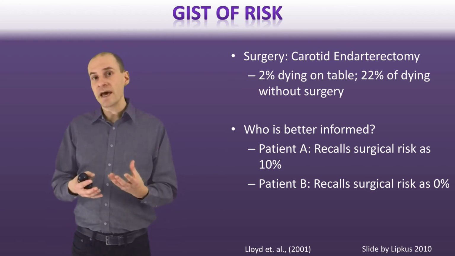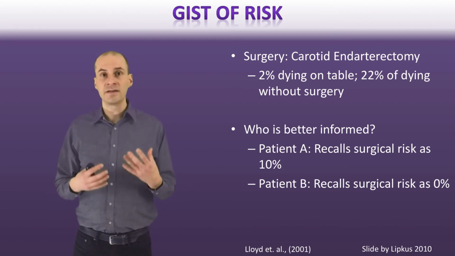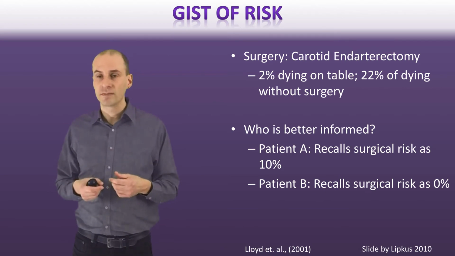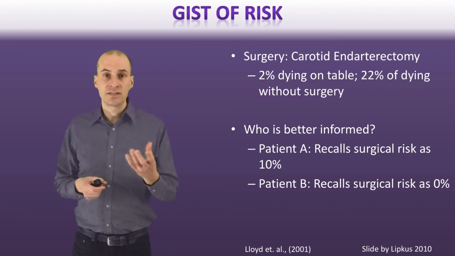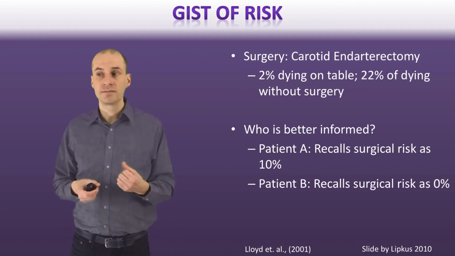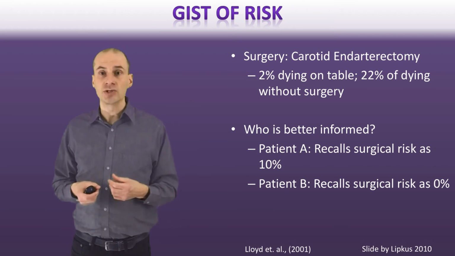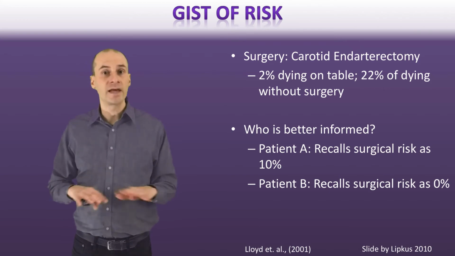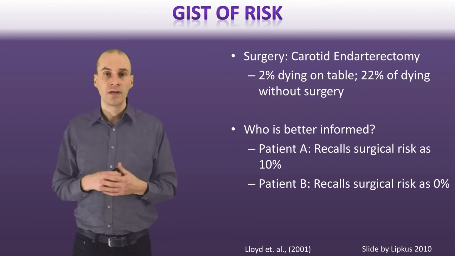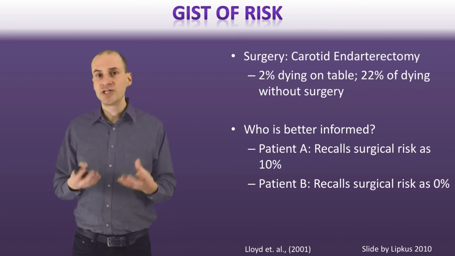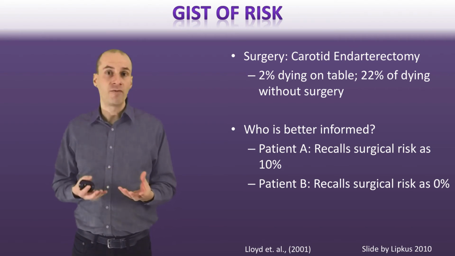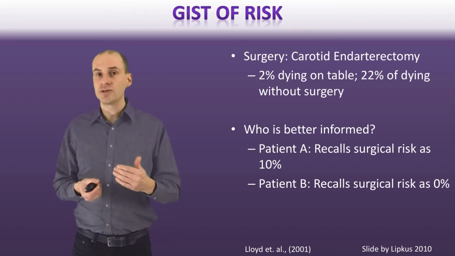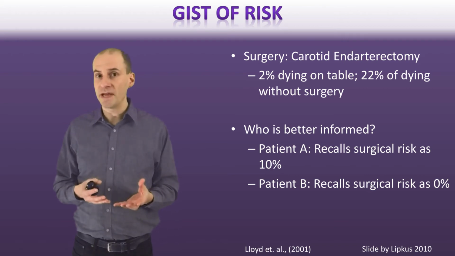So then they come back into the clinic and you ask them what they think about this later on, and imagine you have two different patients. Patient A recalls that the surgical risk is 10%, okay, of dying if they do get a surgery. And then patient B believes that there's a surgical risk of 0, that there's no chance that they will die on the table during a surgery. So from a gist perspective, which one of these patients is better informed? All right. So you see the facts on top, and then you see those two possible responses. Who is a better informed patient?